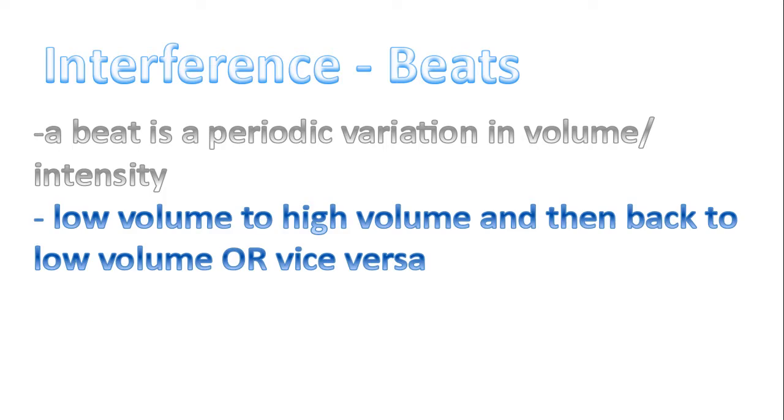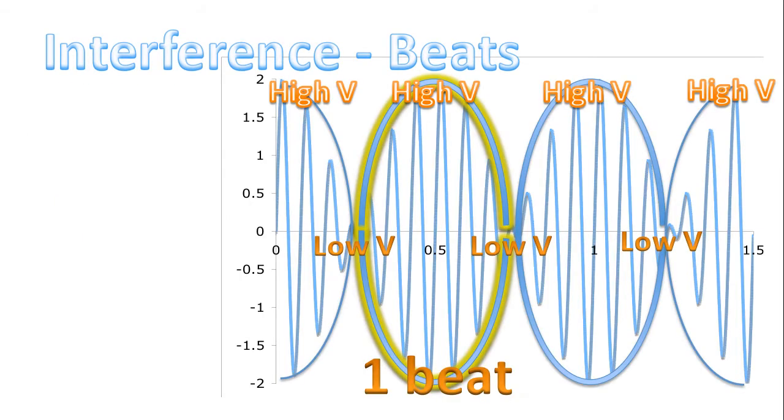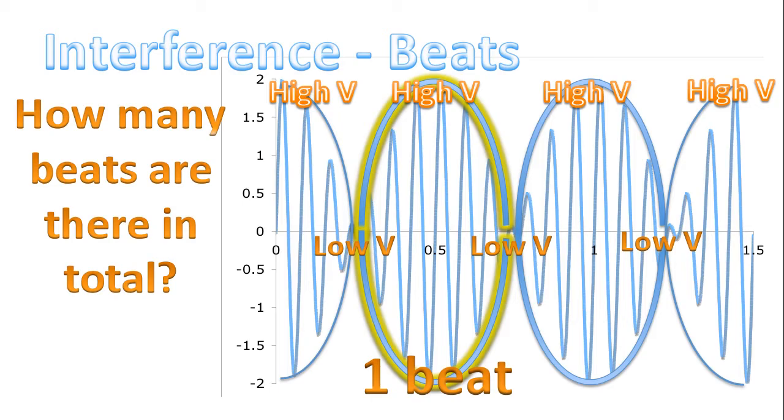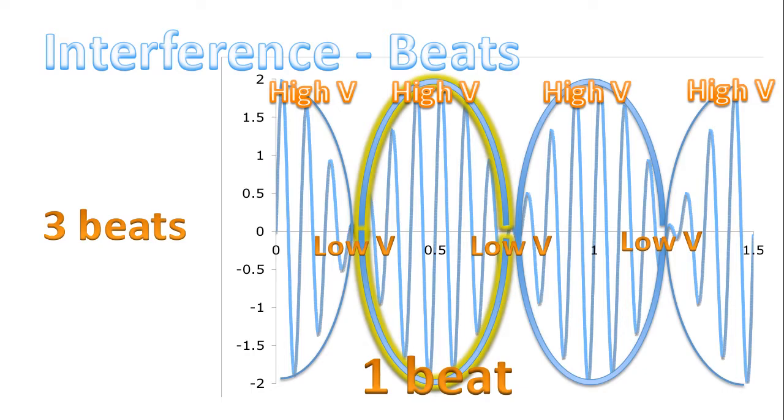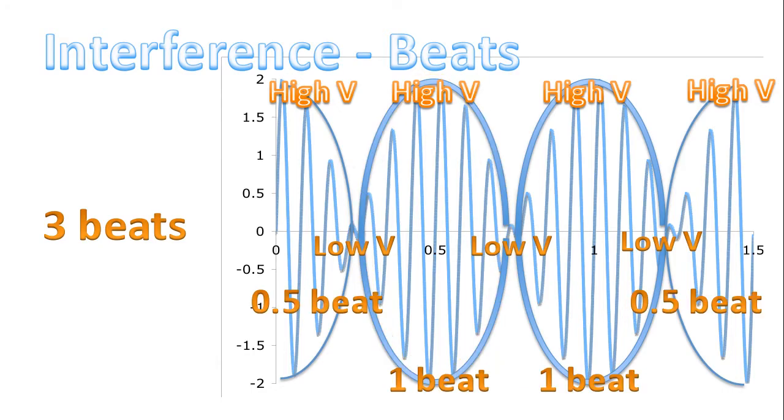Now, going back to our definition, a beat is a periodic variation in volume or intensity. In other words, it's a point where we go from low volume to high volume and then back to low volume, or vice versa. And so the area I've highlighted represents exactly one beat. Low volume to high volume and back to low volume. How many beats are there in total in this graph? Please pause the video now and take the time to count. All right, I hope you completed that exercise. Altogether, we have three beats. Clearly, you can see from this graph two beats, and on either side of those two beats, you have half a beat. Adding all together, you get three beats.